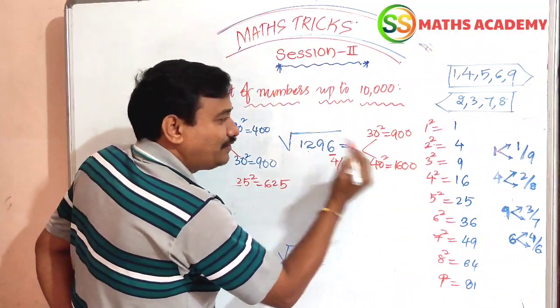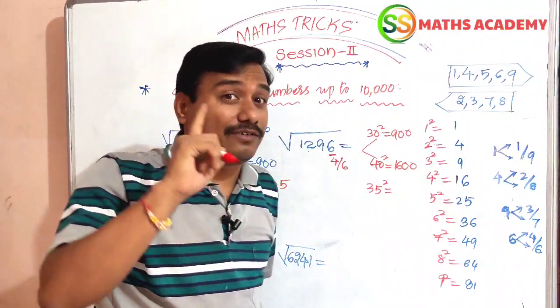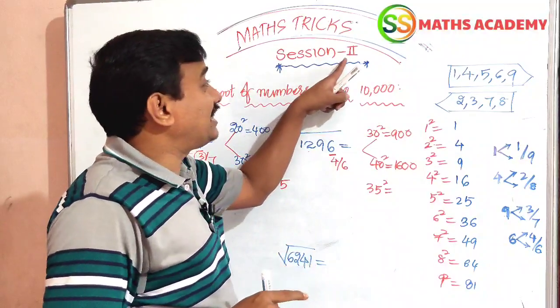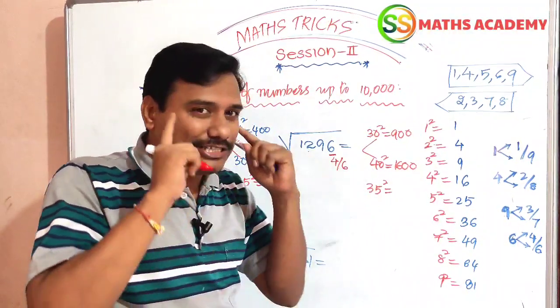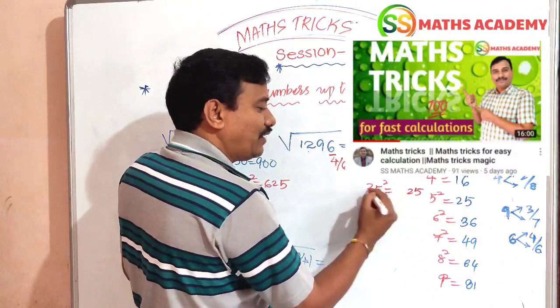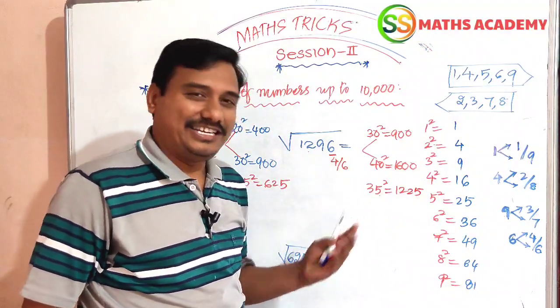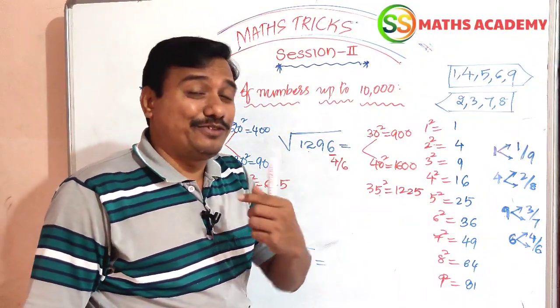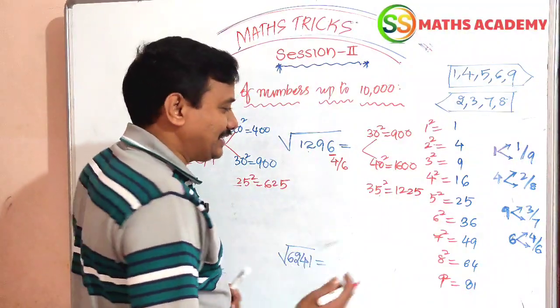Like that, half of these two is 35. The 35 technique I already told in our first session. This is the second session, math tricks, friends. In the first session I told you 35 square, very easy. 5 5s are 25, and 3 times 4, 3 4s are 12. So 1225, very easy. Everybody has to remember these techniques. It might be useful for you, right?